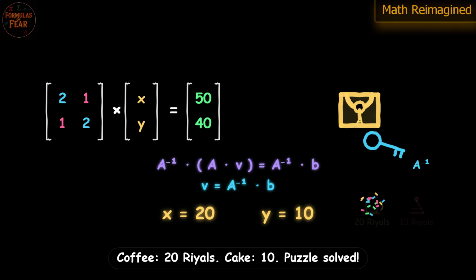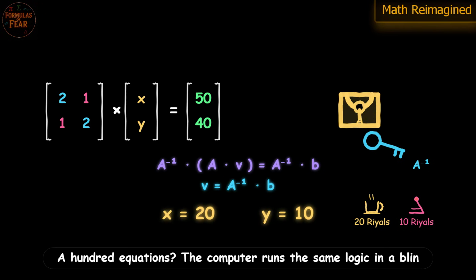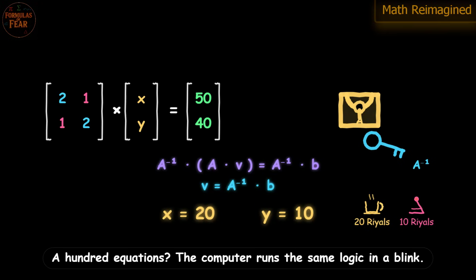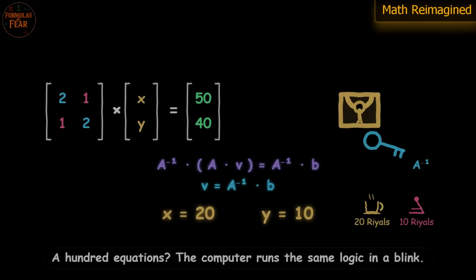We solved the puzzle. But what if we had 100 equations and 100 unknowns? This is where computers step in and execute the same logic in fractions of a second. This is exactly what your phone does when it calculates the car route we started the video with.